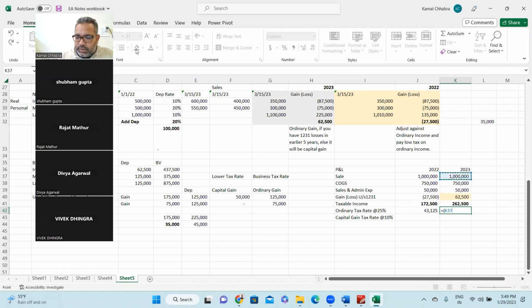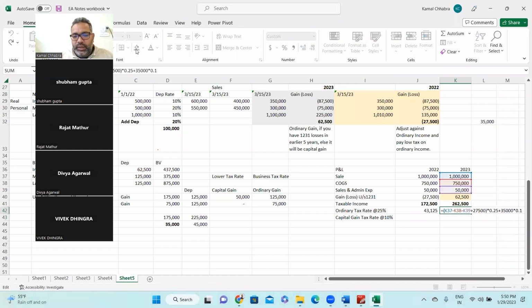If I do the math again, this minus 750 minus this, I am excluding the 1231 gain. So this, excluding the 1231 gain, you can say is taxable income. In that you will be adding 27,500. This you will be multiplying by 25%, plus the remaining 35,000 you will be multiplying by 10%. So this much will be your tax liability.